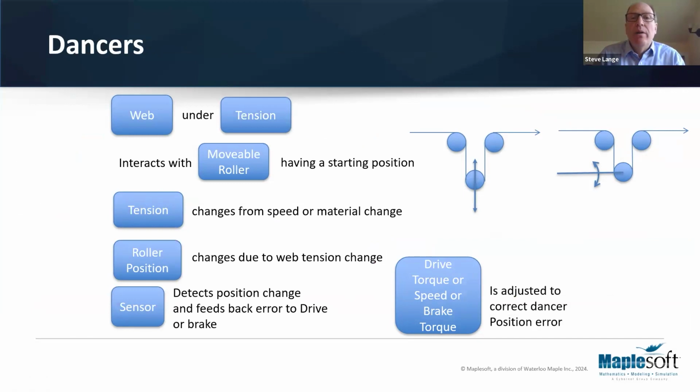What it is: you have a web under tension, and it interacts with some kind of a movable roller that has a starting position. Let's say the tension changes on that web, either because of a speed change or a material change. And a particular roller then will change due to the web tension change. Its position will change. Then there is a sensor, say a potentiometer or other type of sensor, that will detect the position change of the roller and feed back that error to a drive or a brake. And then the torque or speed or the brake torque is adjusted.